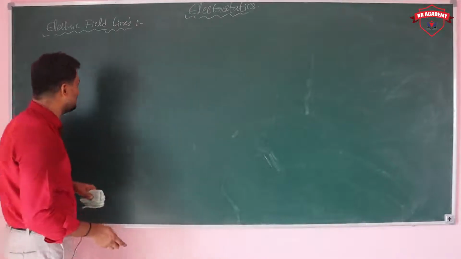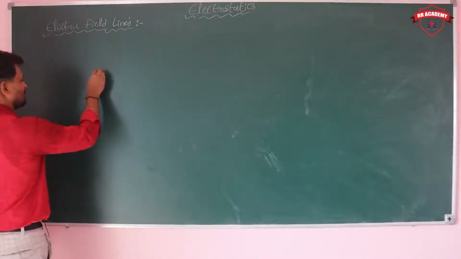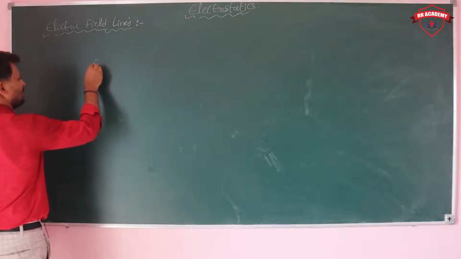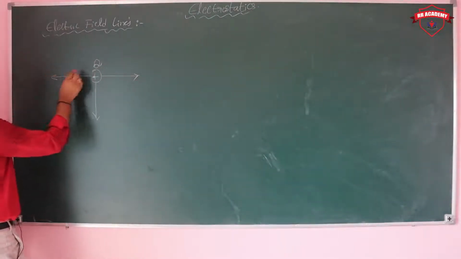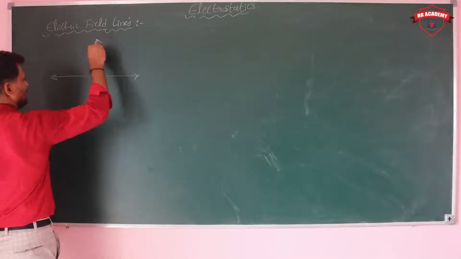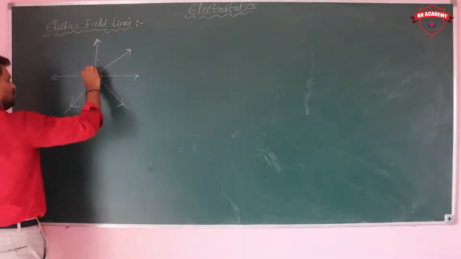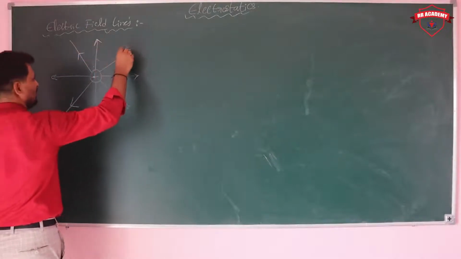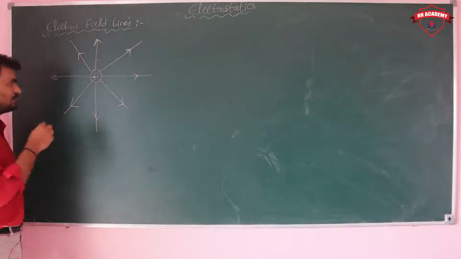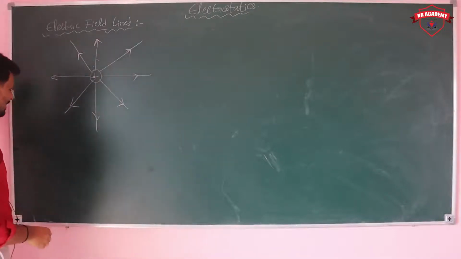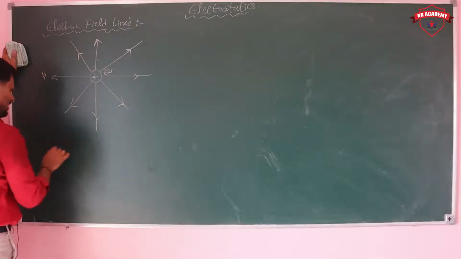Those are imaginary lines. For example, if I am considering a positive charge, for a positive charge the field lines act away from that. Means the field lines start from the positive charge, and the field lines end on the negative charge.